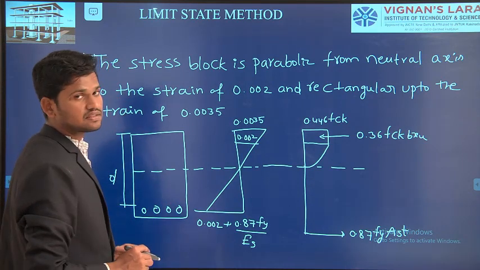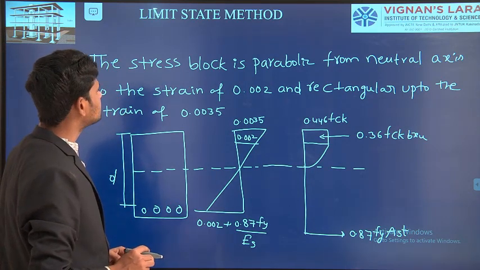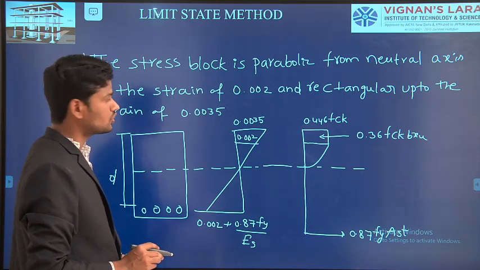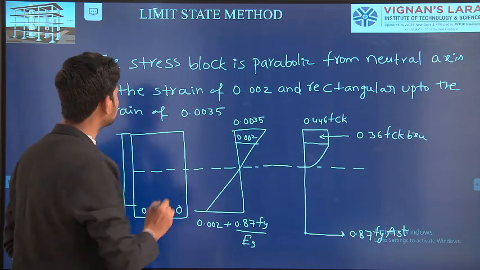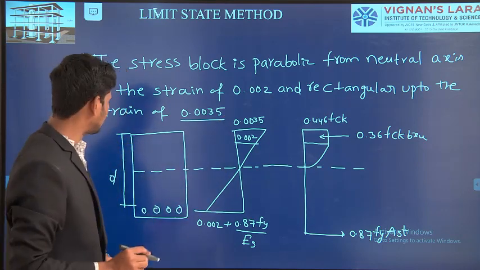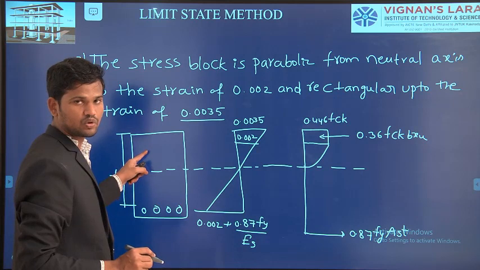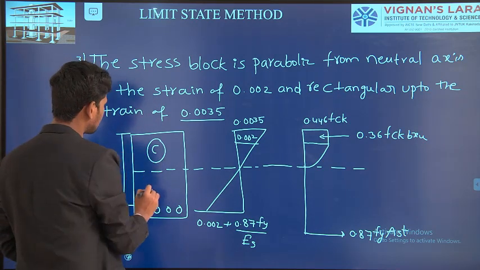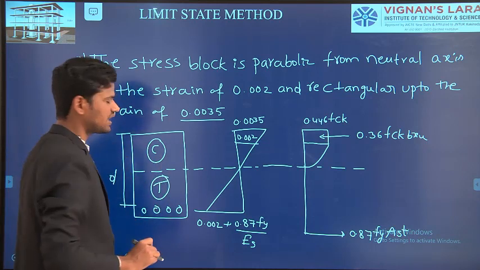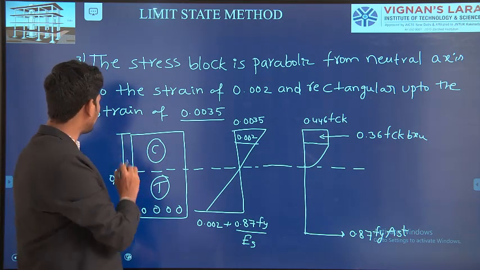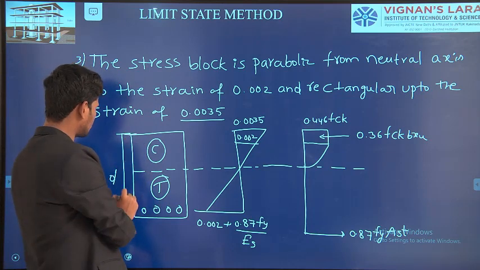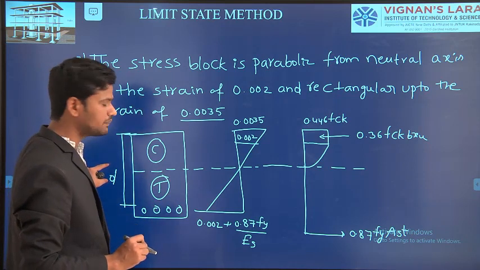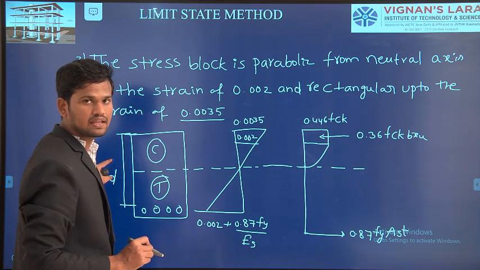And if you see the assumption, the stress block is parabolic from the neutral axis to the strain of 0.002 and rectangular up to the strain of 0.0035. Here this is the simply supported rectangular beam we already discussed. In the top portion we have the compression zone, in the bottom portion we have the tension zone. From the top fiber up to the centre of the steel bars, the depth we consider is called the effective depth.